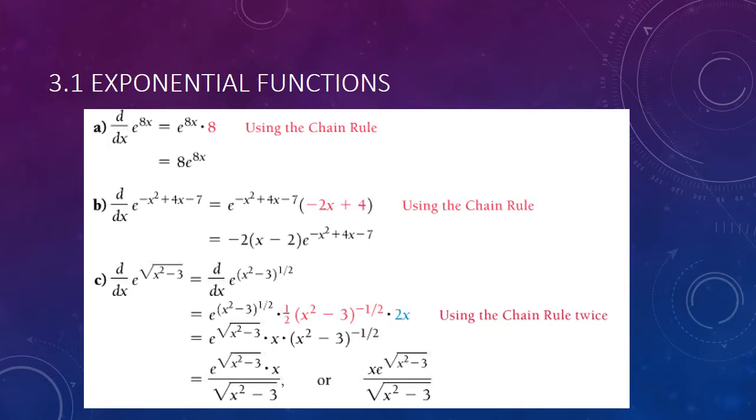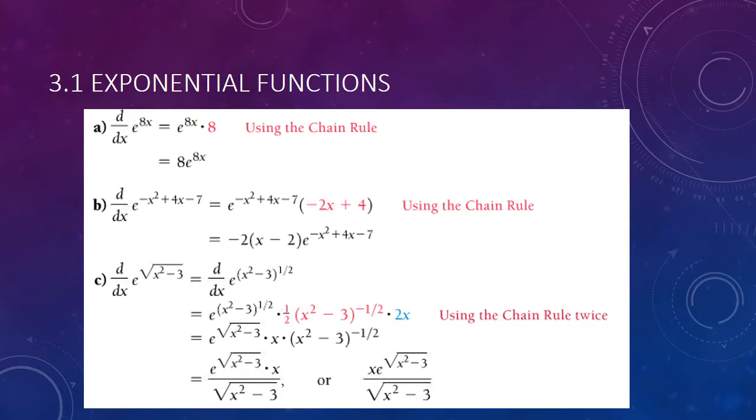For C, first of all, what we did is we changed the power to x squared minus 3 to the 1/2 to make it a little easier. So it's e to the power of x squared minus 3 to the 1/2 times, now we're going to do the derivative of x squared minus 3 to the 1/2, which is 1/2 x squared minus 3 to the negative 1/2 times 2x. Notice we're using the chain rule twice.